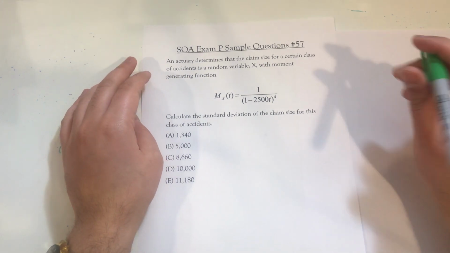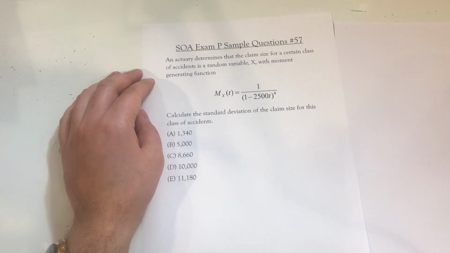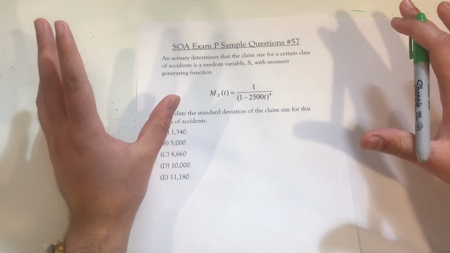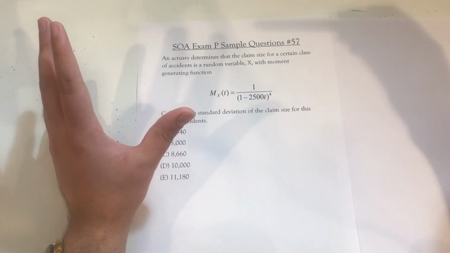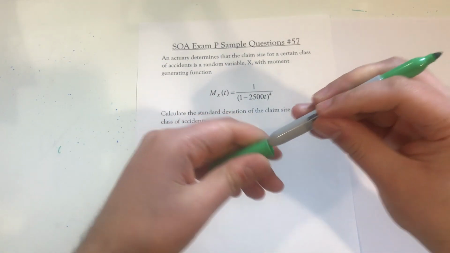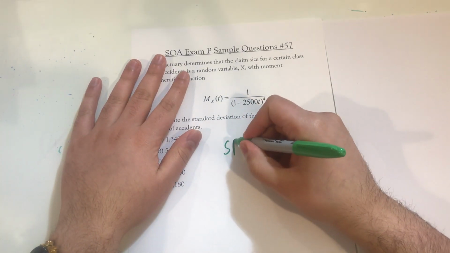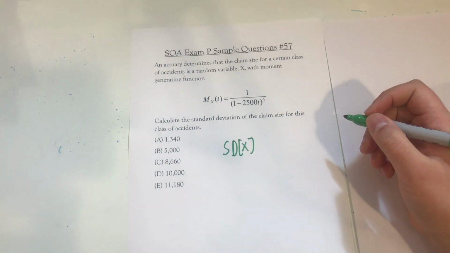We need to calculate the standard deviation of the claim size for this class of accidents. Okay, so this is a simple question. However, it's good because it tests you on a lot of different facts. So what are we asked to find? We're asked to find the standard deviation of this claim size, right?